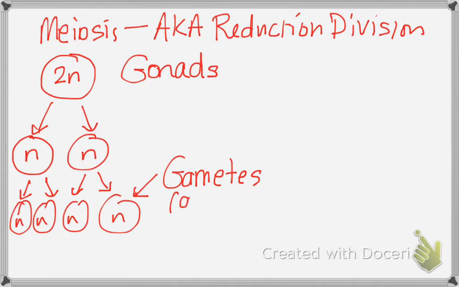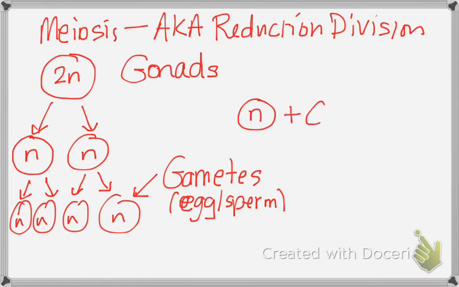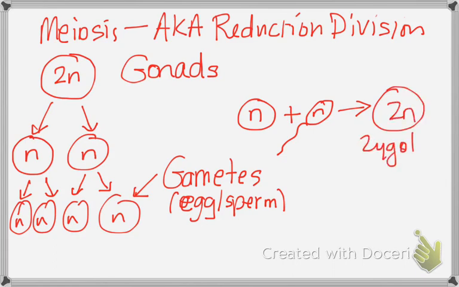These are our egg and sperm cells. And the significance of this is that if you have an egg cell carrying the haploid number of chromosomes and a sperm cell carrying the haploid number of chromosomes, and the sperm fertilizes the egg, you have a zygote that is diploid, and it has the proper number of chromosomes, and that's important. You don't want to have too many or too few.